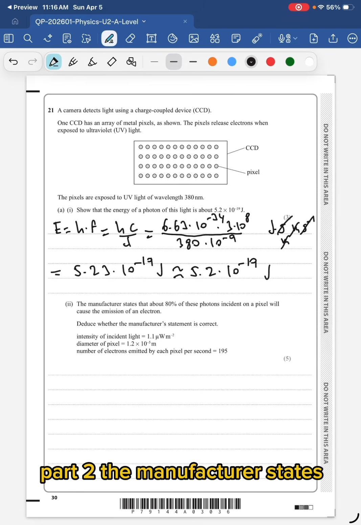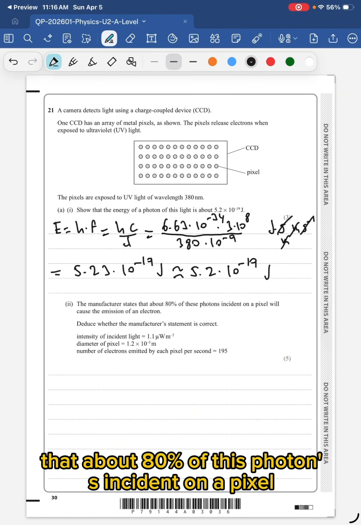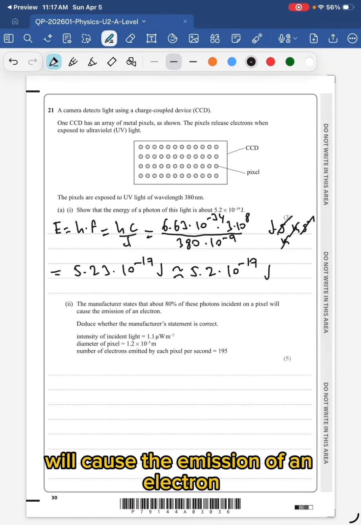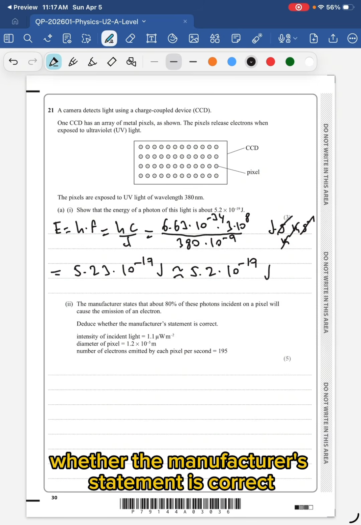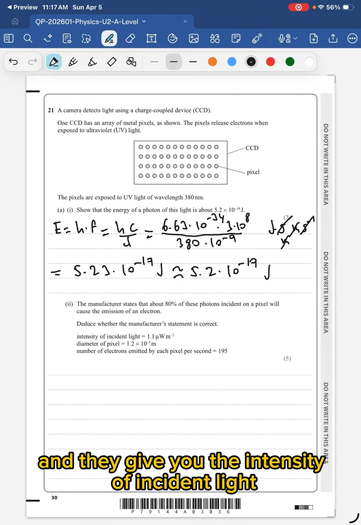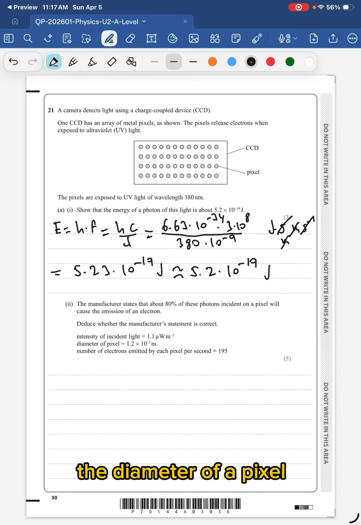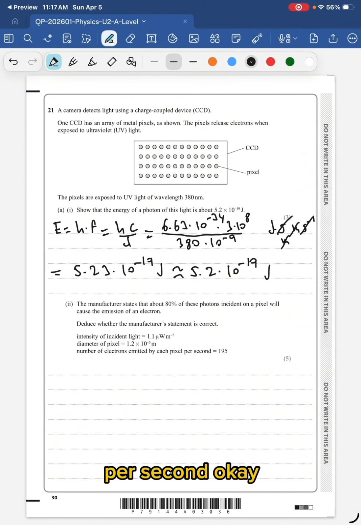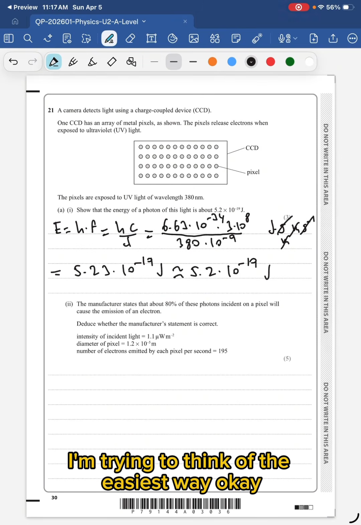Part 2, the manufacturer states that about 80% of these photons incident on a pixel will cause the emission of an electron. Deduce whether the manufacturer's statement is correct, and they give you the intensity of incident light, the diameter of a pixel, and the number of electrons emitted by each pixel per second. So, it's a little bit complicated. I'm trying to think of the easiest way.